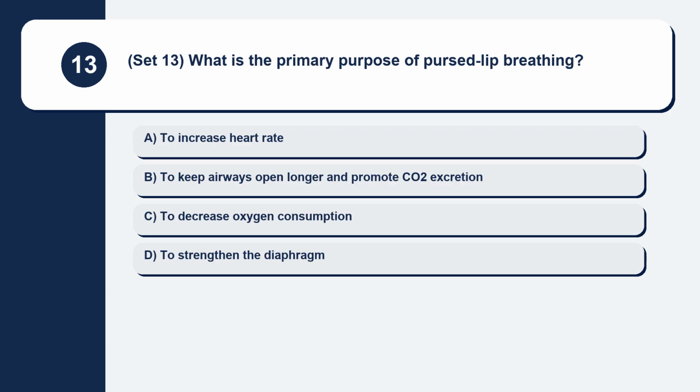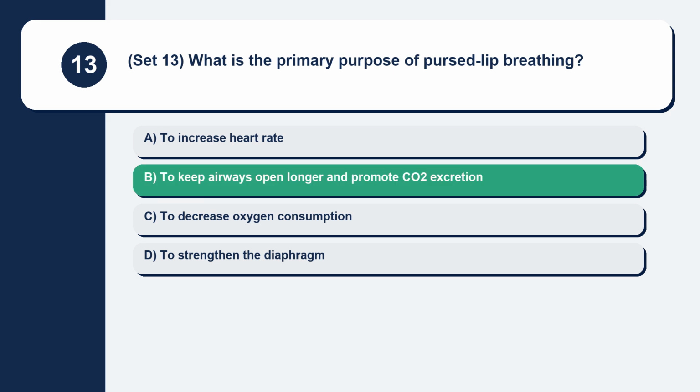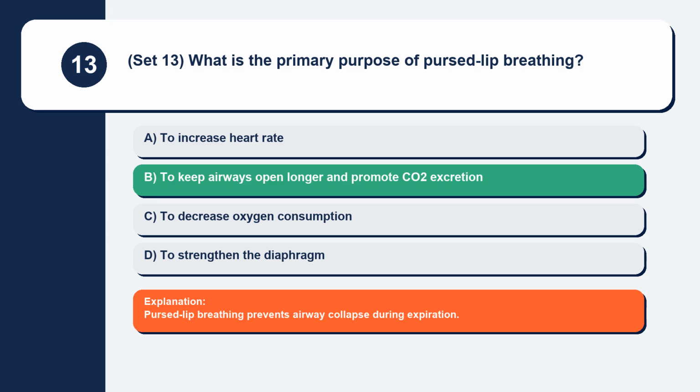Question 13. Set 13. What is the primary purpose of pursed lip breathing? To increase heart rate, to keep airways open longer and promote CO2 excretion, to decrease oxygen consumption, to strengthen the diaphragm. Pursed lip breathing prevents airway collapse during expiration.